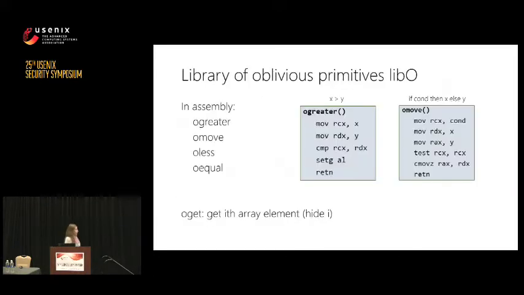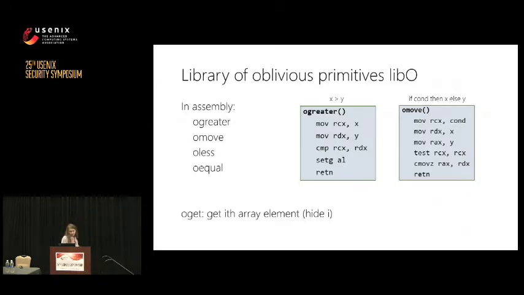So, our library of oblivious primitives. It consists of such things as greater, move, less, and equal. Each of them operates only on registers. This is to prevent the compiler from making optimizations and creating a side channel. For example, in oblivious greater, we are comparing x to y. We load x and y into the registers, and then we compare them there so that the result actually goes into a register. As you remember, registers are private memory.